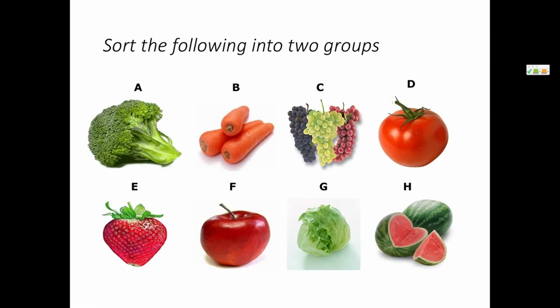Now, let's do these. Again, sort the following into two groups. We've got a nice group. Aren't they gorgeous? Look at those colors. Okay. So we've got broccoli and carrots, and we've got grapes. We've got the purple grapes and the green ones, and then the red grapes. Don't they look good? And this lovely, lovely tomato. And we've got a nice juicy strawberry and an apple and some lettuce, and then we've got a watermelon.